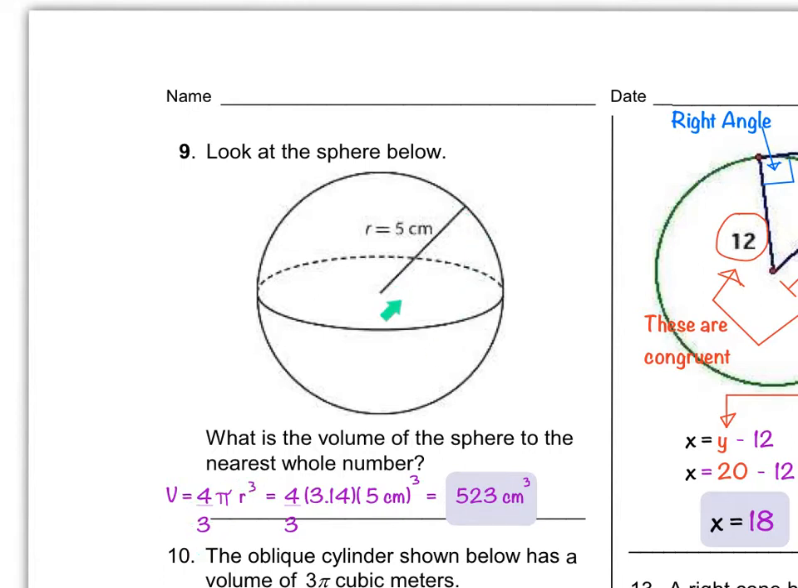So all we need to do is substitute the 5 centimeters into our formula, and be careful with that because it is cubed. So that would be 5 times 5 times 5, and then times 3.14, and then times 4, and at the very end divide by 3. That should end up with the closest whole number at 523 centimeters cubed.